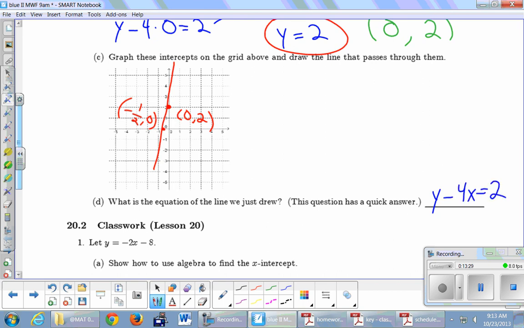This is the equation of the line. It's the one that we started with. That's what we did. We graphed that line. So I put that there just to reiterate that you haven't done anything to the equation. You started with an equation and you came up with a way to graph it.